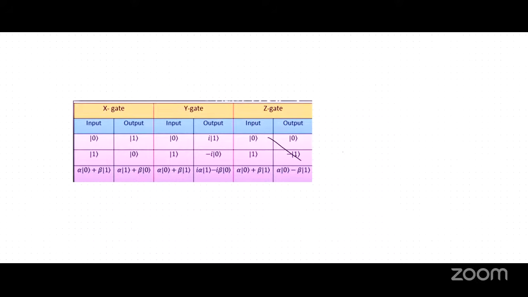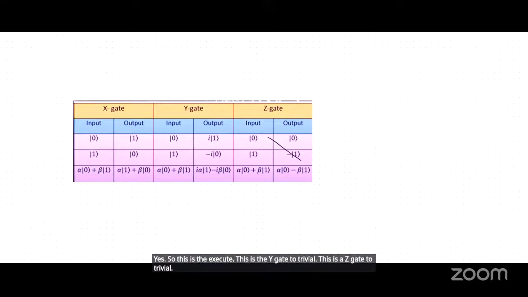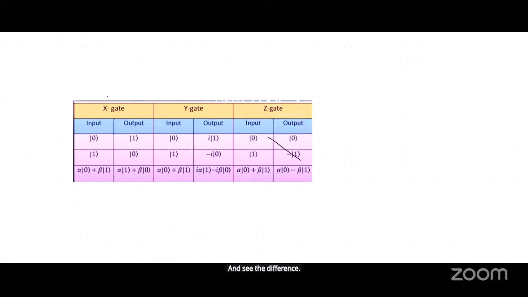So this is the X gate to travel. This is the Y gate to travel. This is the Z gate to travel. And see the difference. In the X gate, it's just like a NOT gate, like what we study in the classical things. It is just like a NOT gate. The Y gate is following another logic.